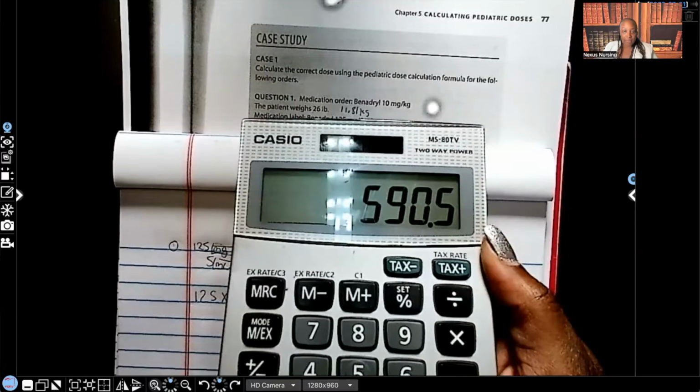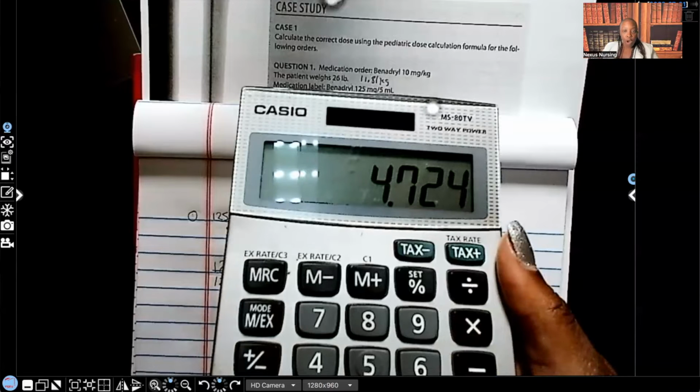And our last number is X. This is what we're solving for. Now that we have our problem set up, we can cross multiply. So I'm going to do 125 times X, which is going to give you 125X, right? Now I'm going to cross multiply on the other side. 118.1 times 5. Just do it on your calculator. That's going to give you 590.5. So I'm going to put 590.5 right here. Now I have 125X equals 590.5.